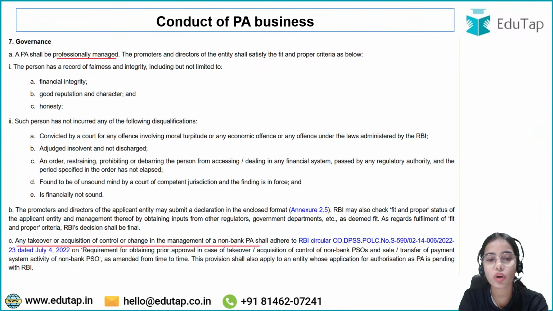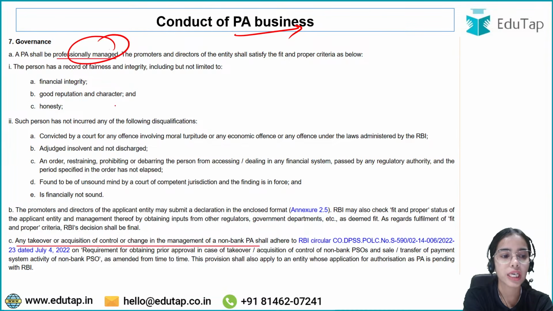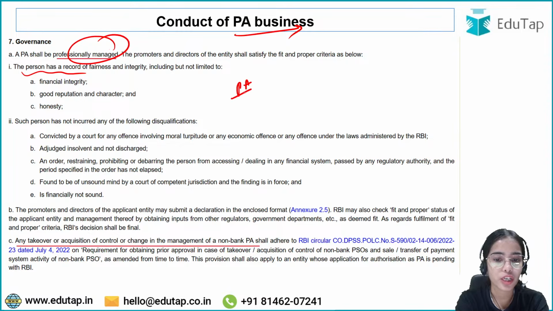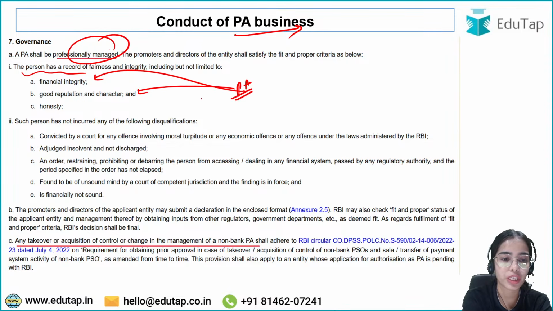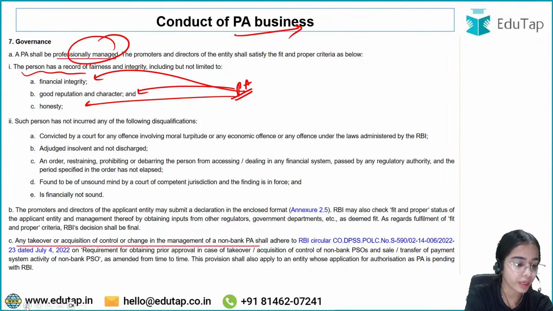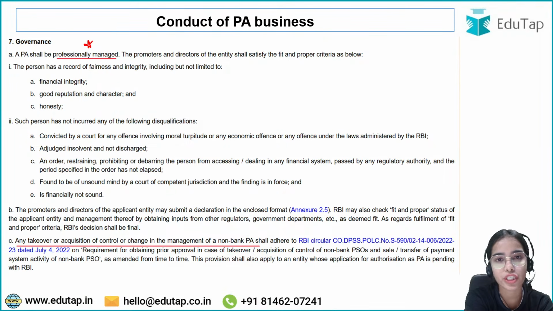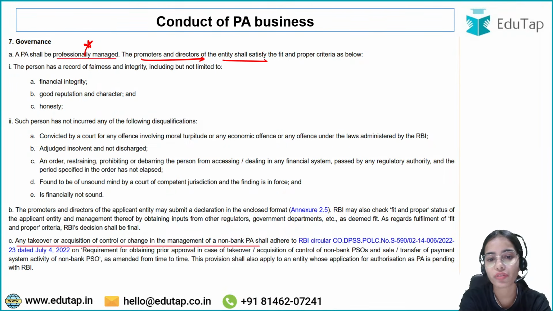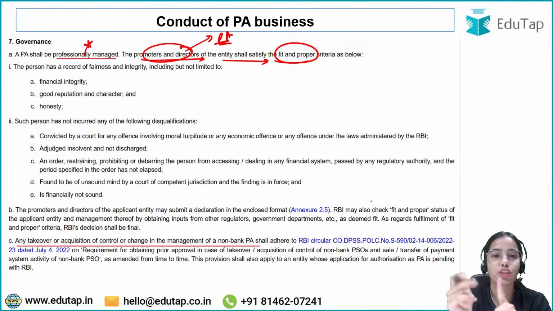Next is governance norms, the conduct of payment aggregator business. Payment aggregator business should be professionally managed. The person running the payment aggregator should have financial integrity, good reputation, character and honesty. The promoters and directors of the payment aggregator shall satisfy the fit and proper criteria. That means they should have financial integrity, good reputation, character and honesty.